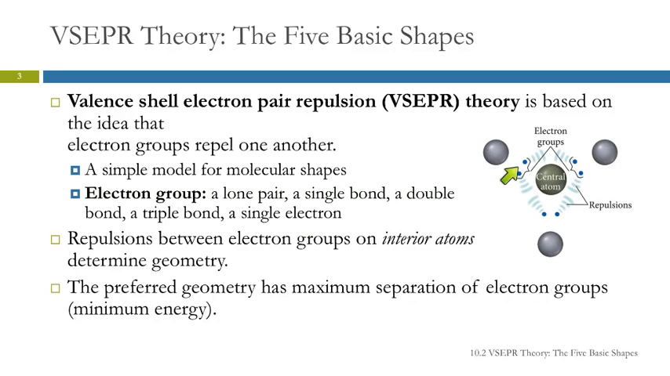The idea here is that these electron groups around the central atom repel each other, and so the bonding electrons are going to affect the geometry, the shape of the molecule. So we're looking at repulsions on the interior atoms. We don't care about the lone pairs or anything on the atoms that are attached to it. The preferred geometry is going to have a maximum separation of those repulsive things, because that's a minimum energy.